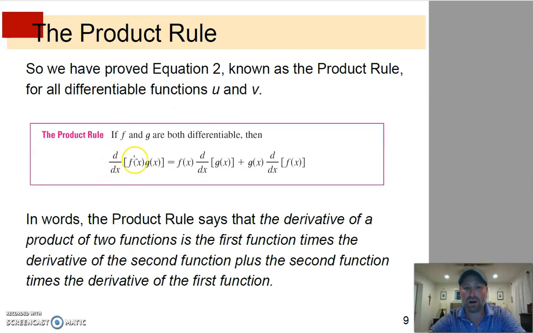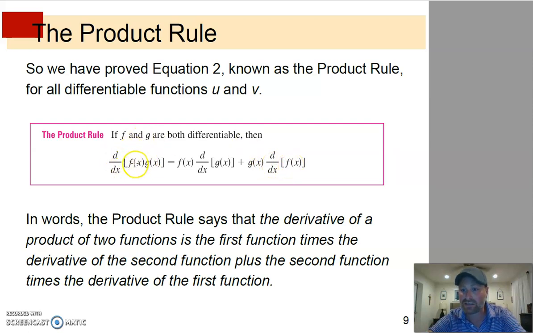But basically the product rule is this. If you have two functions that are being multiplied by each other, and you want to find the derivative of those two functions, you take the first function and you multiply that by the derivative of the second function, and then you add to that the second function times the derivative of the first function. So I'm going to go through that one more time.